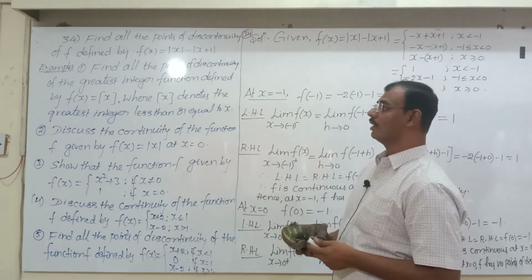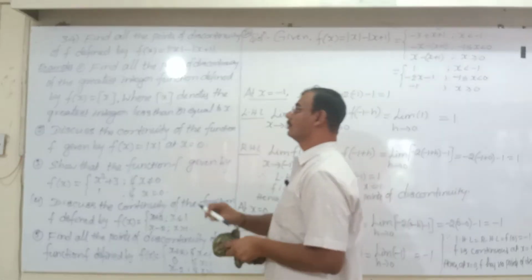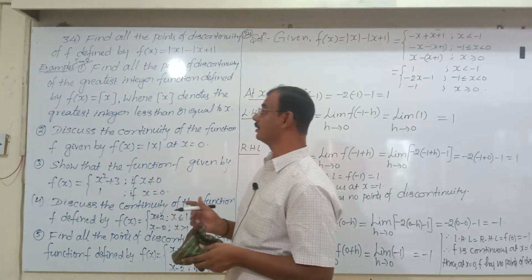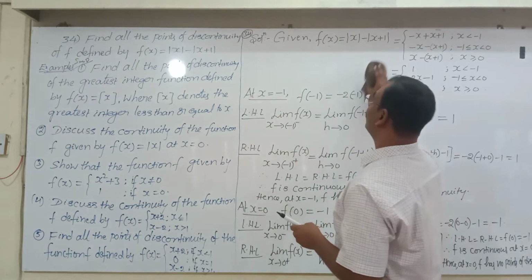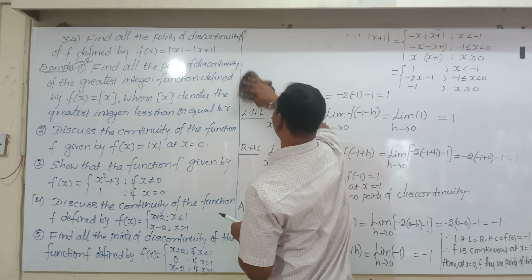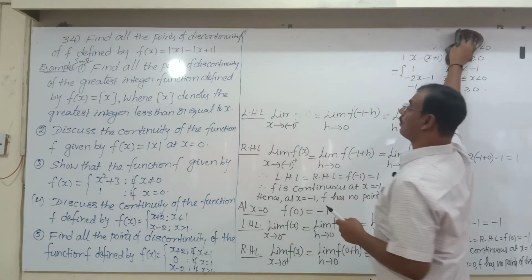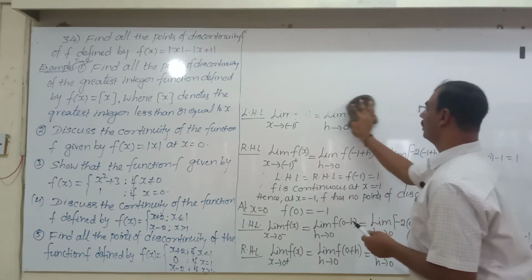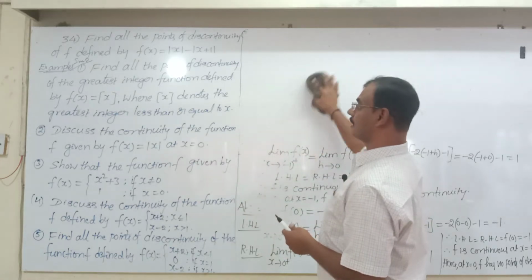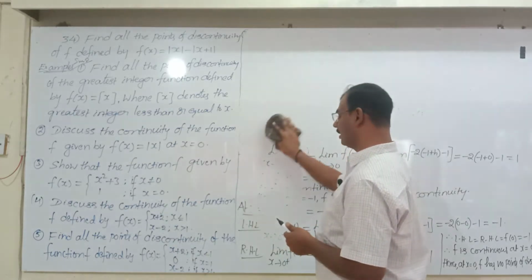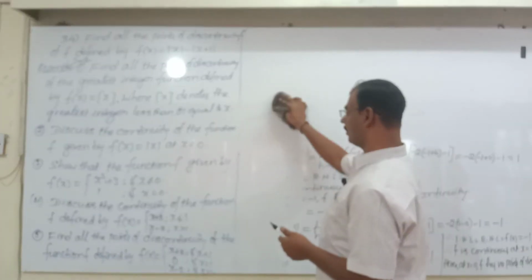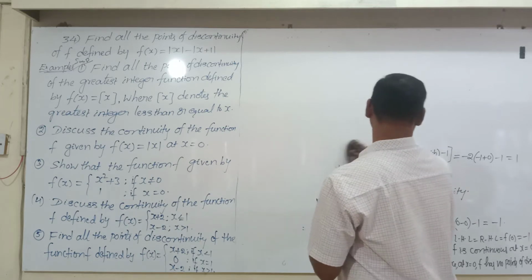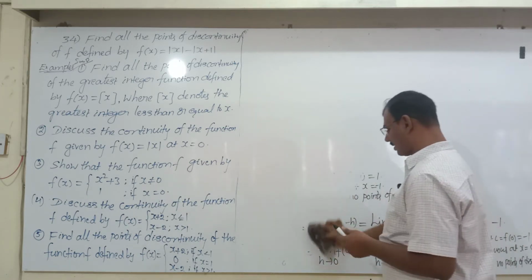Example 1 is an important question. All of you know that this is also an important question for 3 marks or 5 marks. Okay, example 1 now I am taking. What is example 1? Find all the points of discontinuity of the greatest integer function. The greatest integer function is also called the step function, or floor function, or box function.